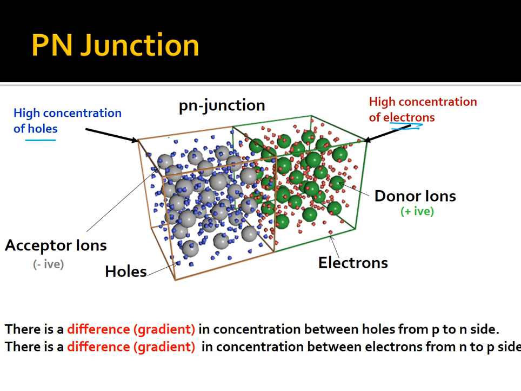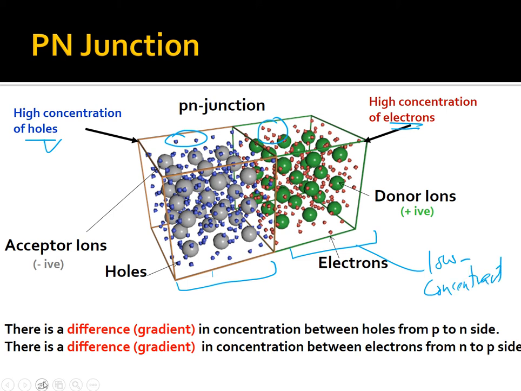So here we have the high concentration of holes. These are my holes and these are my electrons. So we know that there is basically a gradient. In this block we have high concentration of holes, and here we have low concentration of holes. And vice versa, here we have high concentration of electrons, and here we have low concentration of electrons.